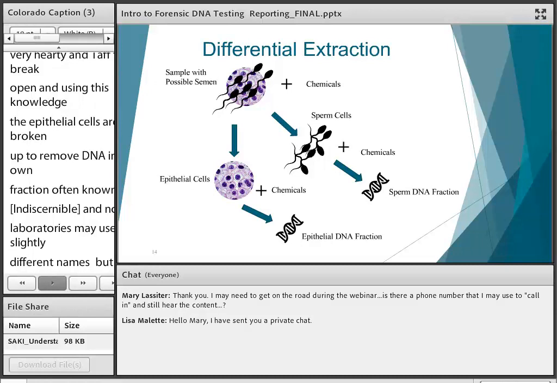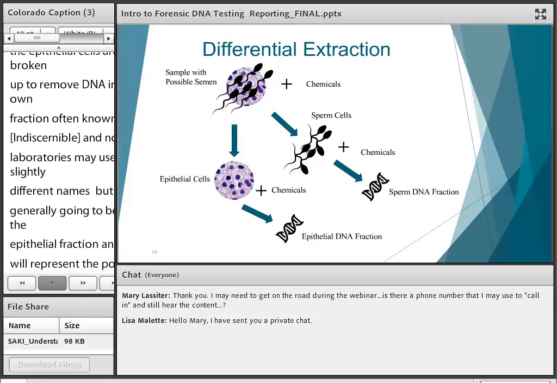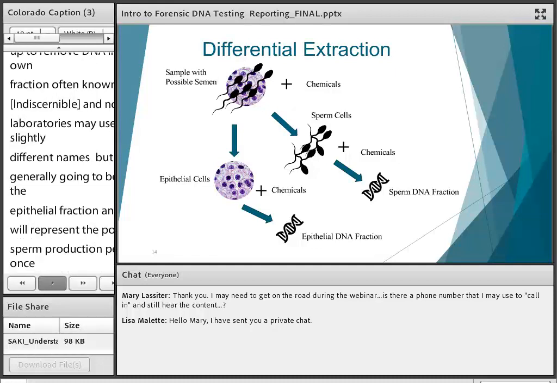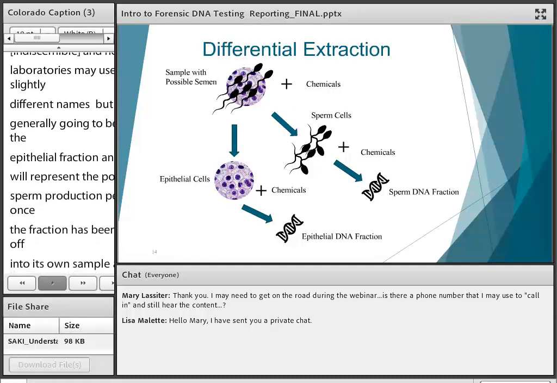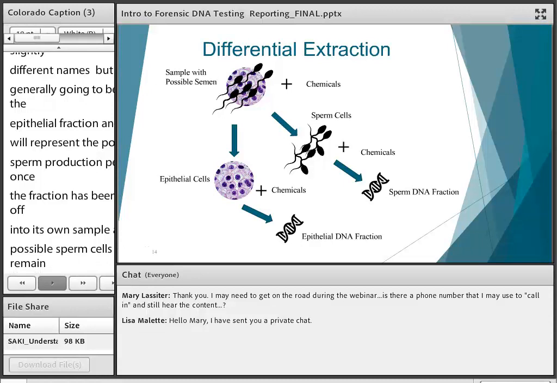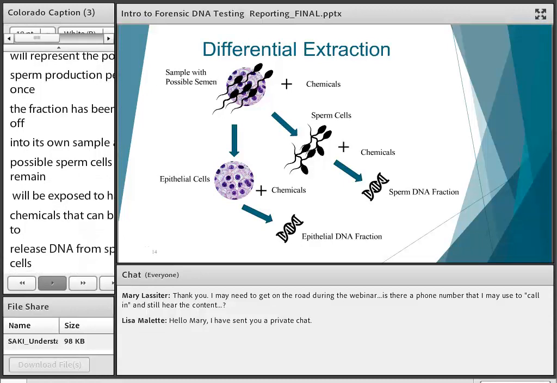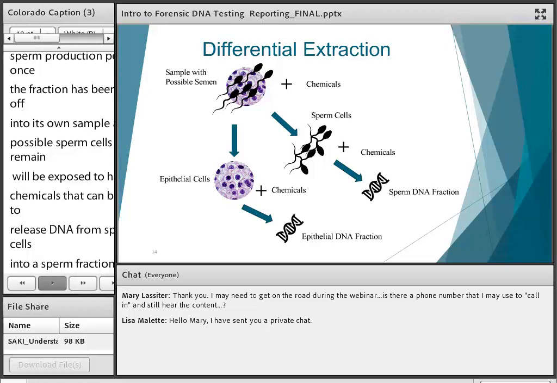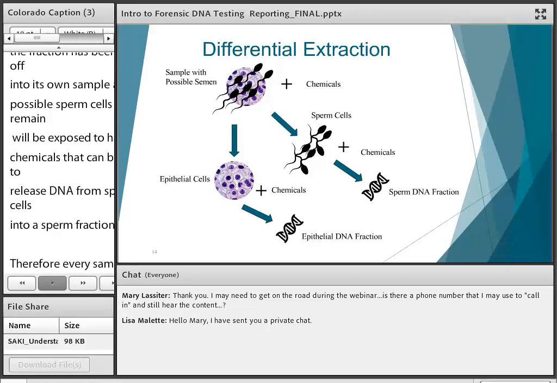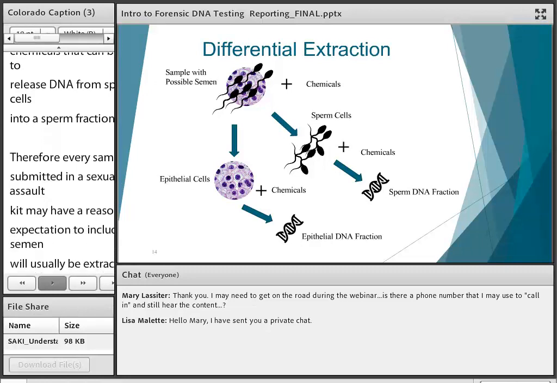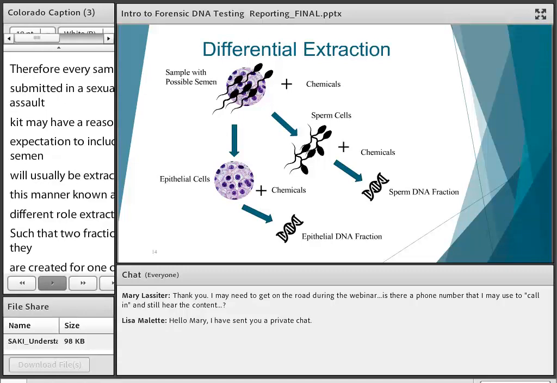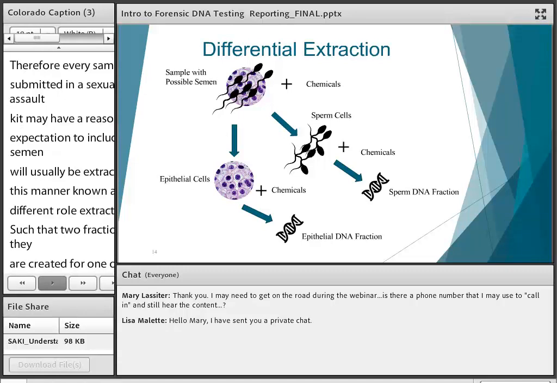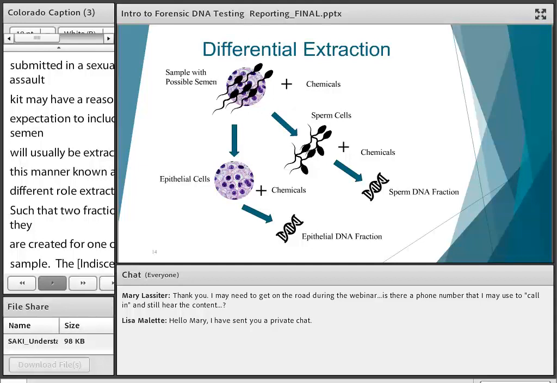So once the epithelial fraction has been put off into its own sample, any possible sperm cells that remain will be exposed to harsher chemicals that can then be used to release the DNA from the sperm cells into a SF, or sperm fraction. Therefore, every sample submitted in a sexual assault kit that may have a reasonable expectation to include semen will usually be extracted in this manner, known as a differential extraction, such that two fractions, the EF and SF, are created from one original sample. The SF typically contains male DNA from the sperm cells, and the EF will contain the female DNA. This is in instances of a male and female assault.